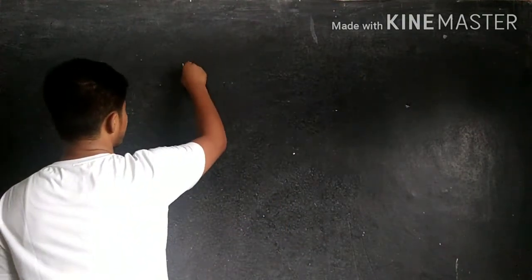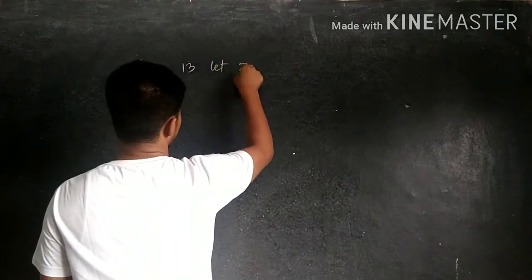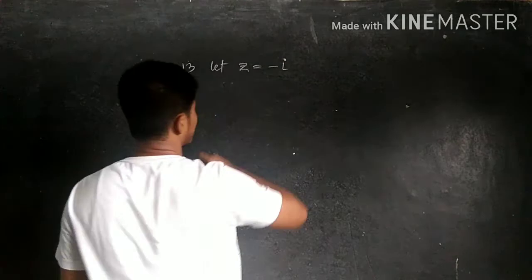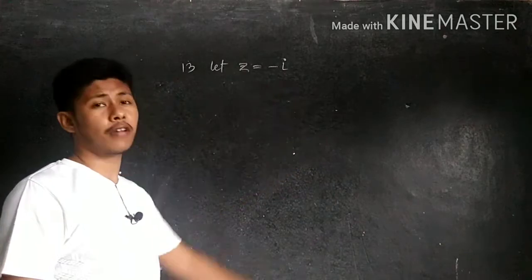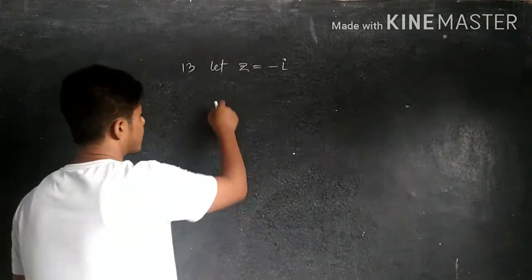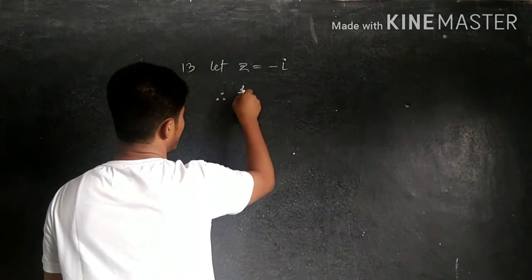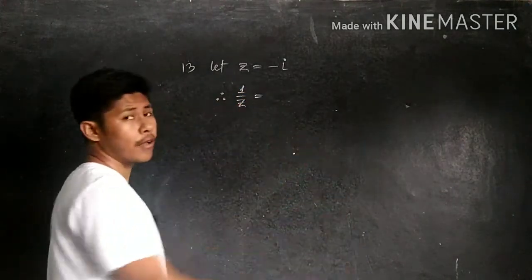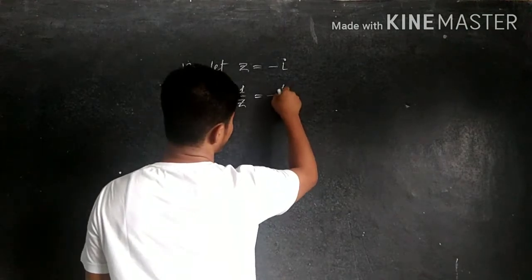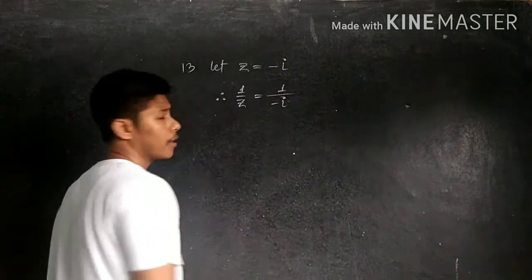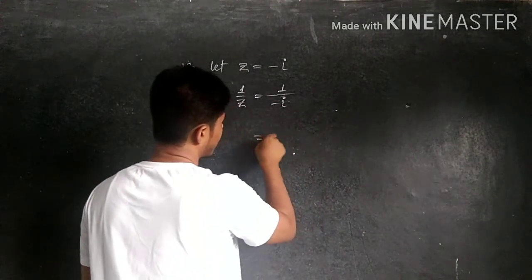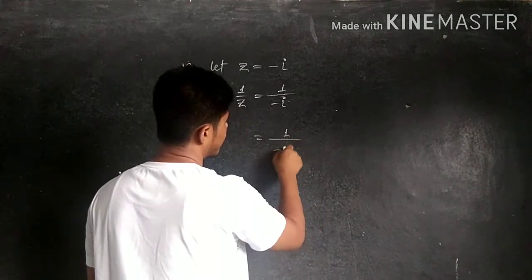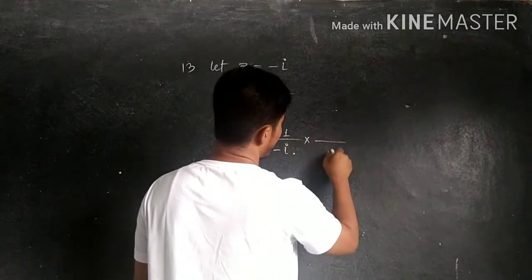Now, question number 13 is simply given: let z equal minus i. We have to find the multiplicative inverse, so the same process applies: 1 by z. Multiplicative inverse means we write 1 divided by minus i. Is it clear? To eliminate this i, we multiply by the conjugate. Here minus i is already there, so the conjugate is i.